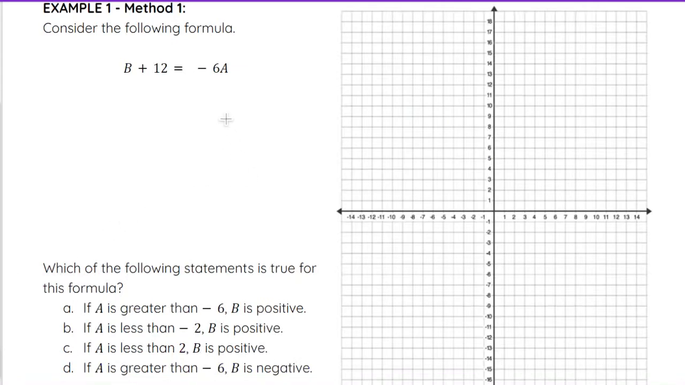So let's take a look. Here's our problem. We are considering the following formula: b plus 12 equals -6a. Which of the following statements is true for this formula?